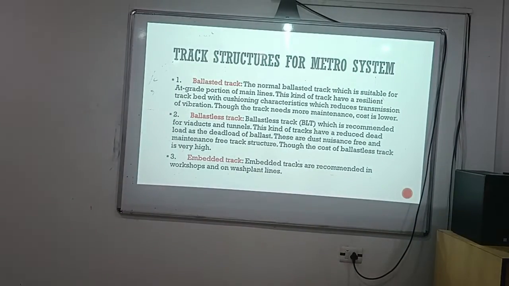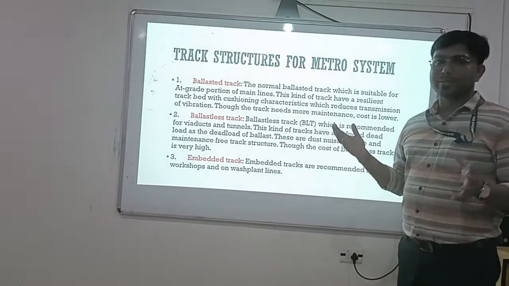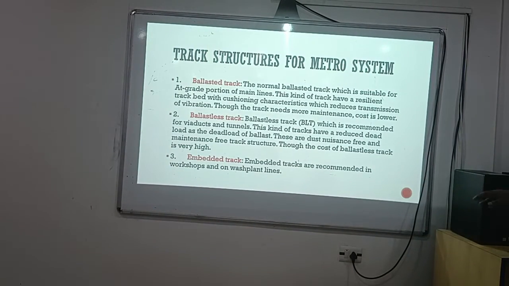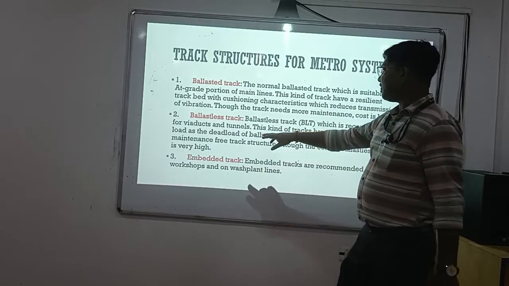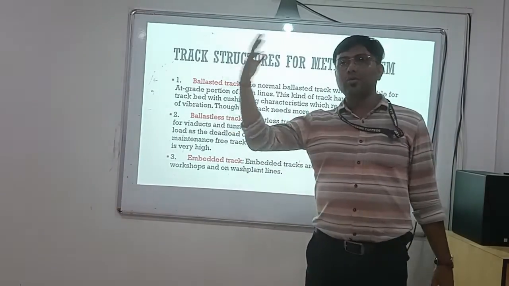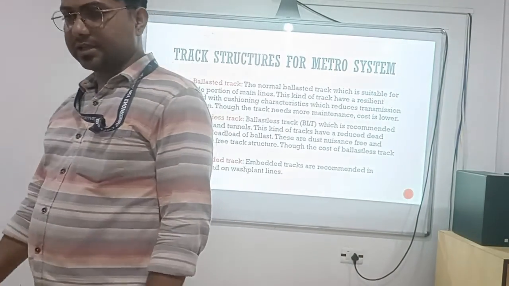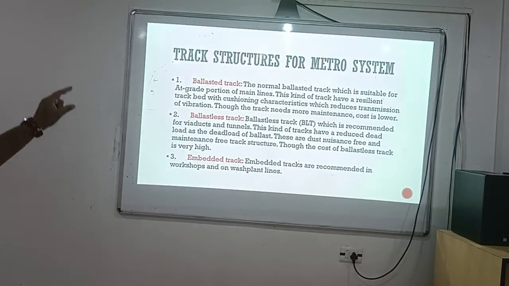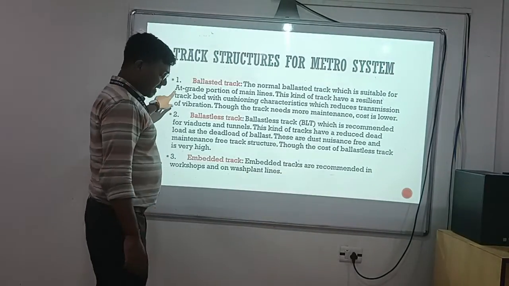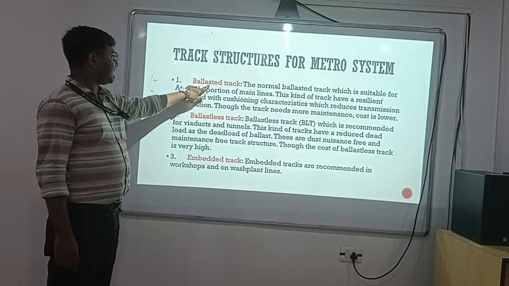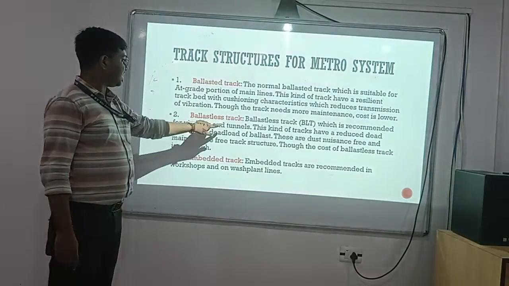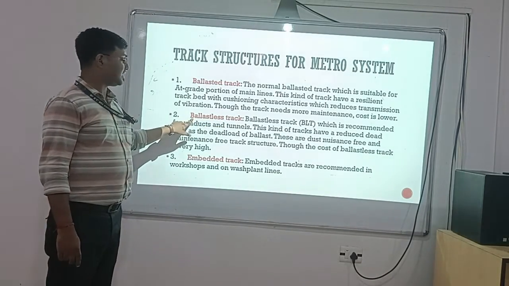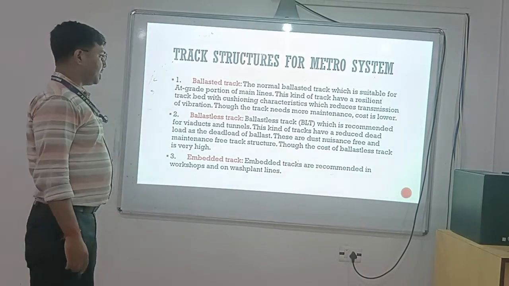Now coming to the ballastless track, where the ballasts are not provided in between the tracks. Simple. Ballastless tracks are recommended for viaducts and tunnels. Among the three kinds of metro system, one is at-grade, another is elevated, and another is underground. For at-grade stations, ballasted tracks are suitable. For viaducts and tunnels, that means the elevated and the underground metro systems, ballastless tracks are suitable.